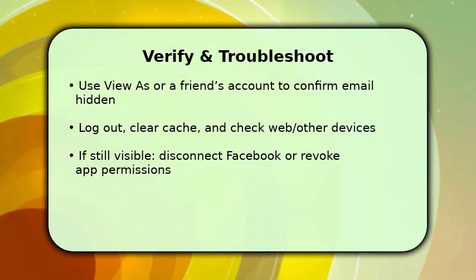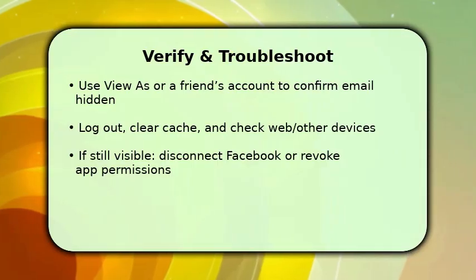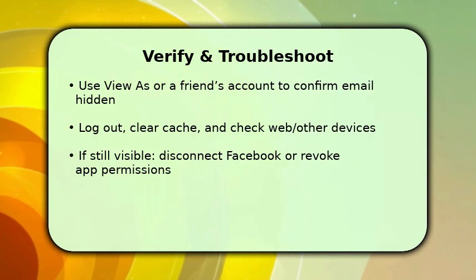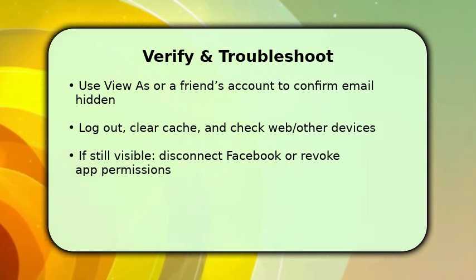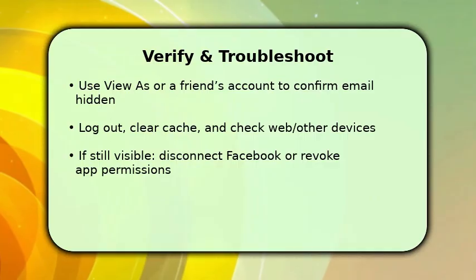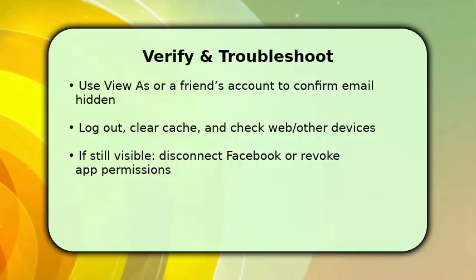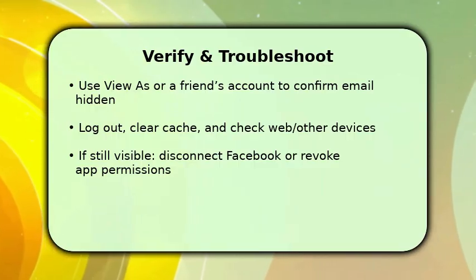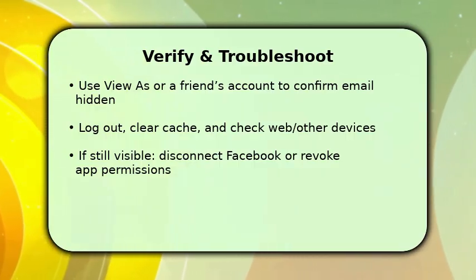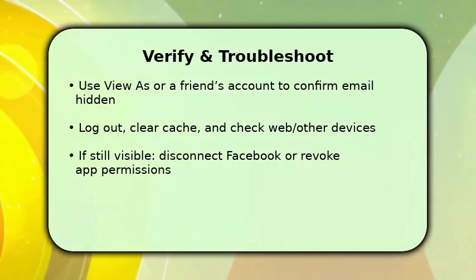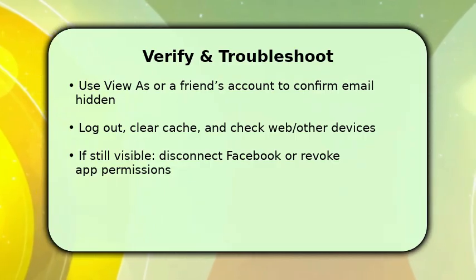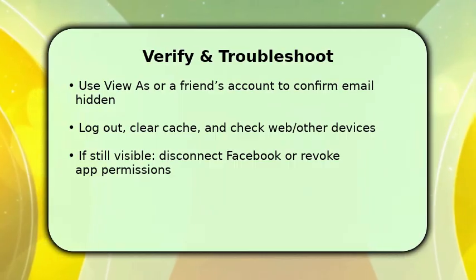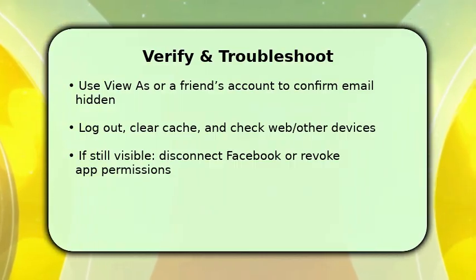Finish by verifying. View your profile as a public visitor or ask a friend to check, because cached or linked accounts can still show the address. Log out, clear the app cache, and reopen Instagram on another device or the web to confirm the change across platforms. If the email still appears, disconnect any linked Facebook pages and revoke third-party app permissions. Sometimes contact data is re-imported. If problems persist, wait up to 24 hours for cache propagation and try removing the email again.